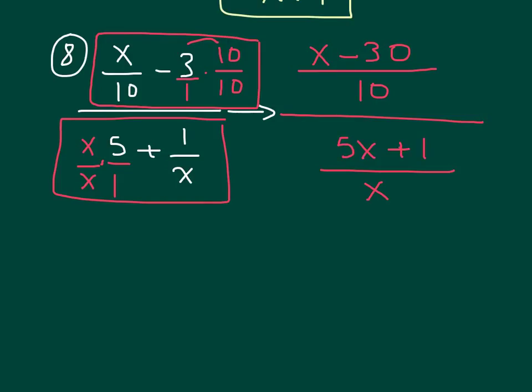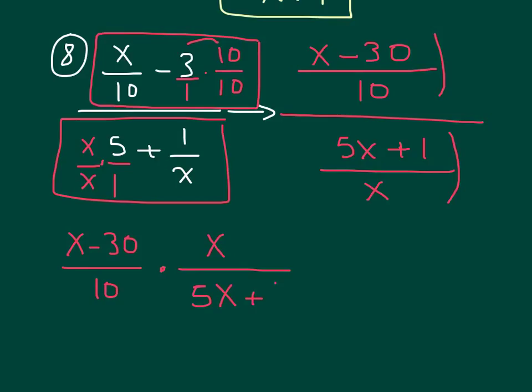Now, at this point only, when you have a single ratio on the top and a single ratio on the bottom, we're going to go ahead and copy, change. We're going to switch this expression to multiplication. So we copy the numerator the way it's written. We change division to multiplication, and we multiply by the reciprocal of the denominator. So that will be x divided by 5x plus 1.